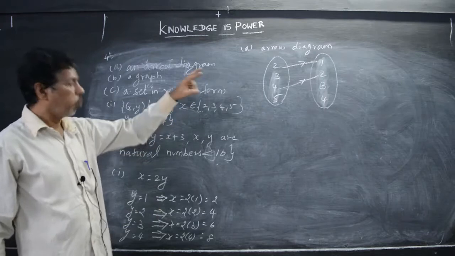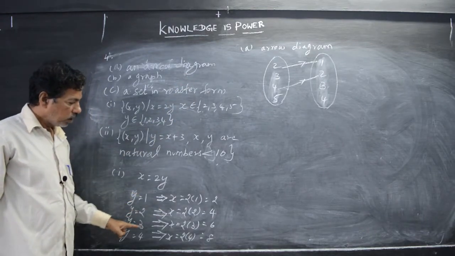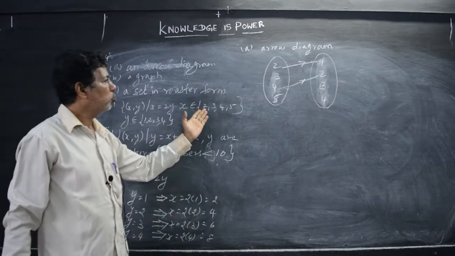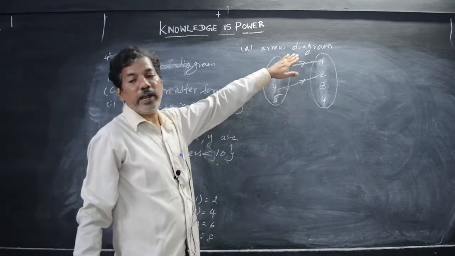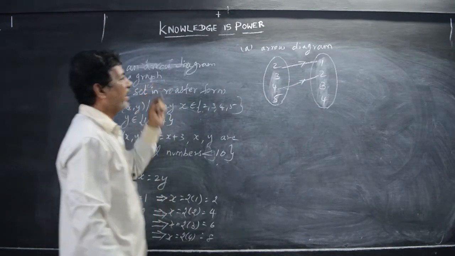No need, because y will get what? 1 and 2. If you substitute 3, you will get 6. There is no term 6 in there, because 2, 3, 4, 5 only are given. So only these two arrow marks you have to put. Now take out the second step, a graph.